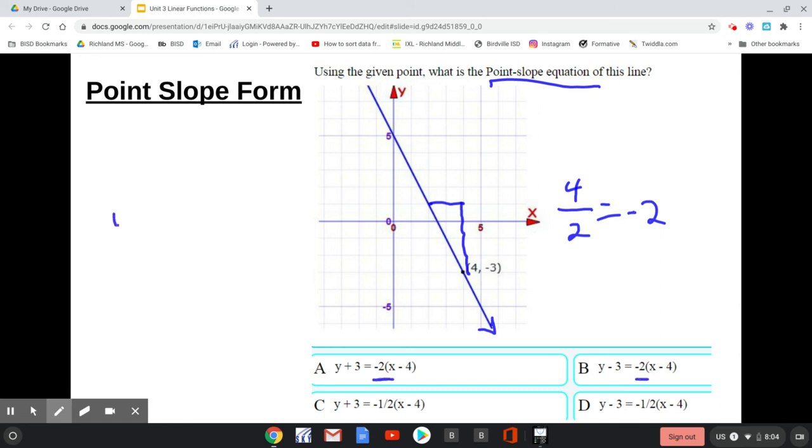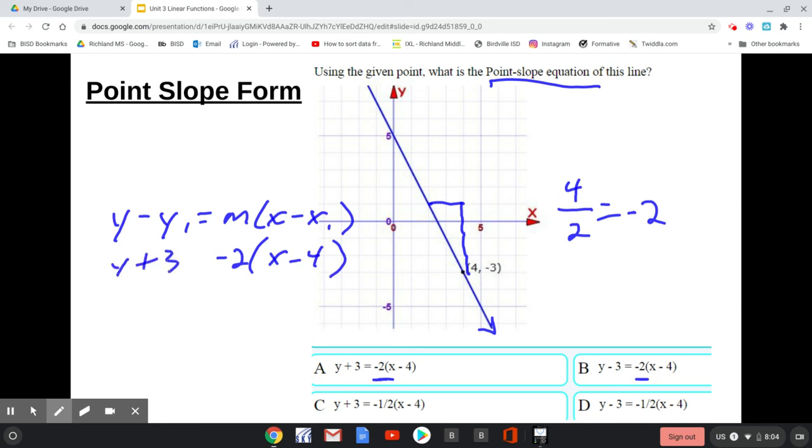And now I need to write it, y minus y1 equals m times x minus x1. So I can see our slope is -2. And here's our point. So x minus 4, and then it's going to be y plus 3, because that's a negative. So let's see which one that is. Y plus 3, it would be A.